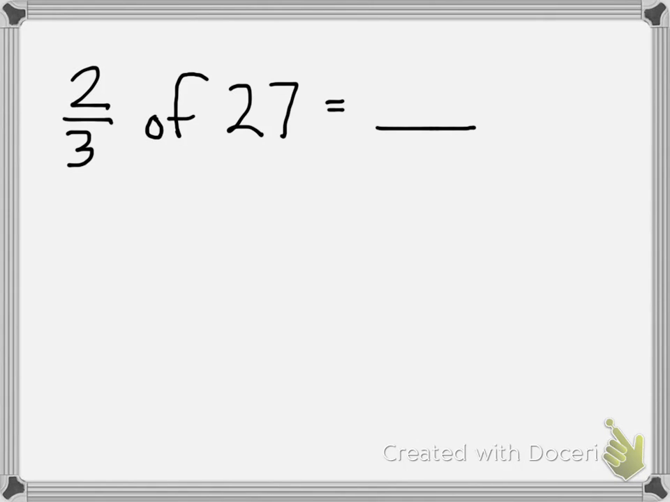So what we have here is 2/3 of 27. We need to find what 2/3 of 27 is. You may not like it, but the first step in this process is to understand that you need to show your work. You need to show the process. Let's walk through the process.